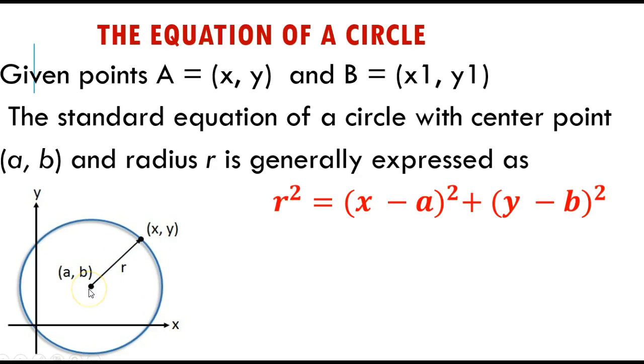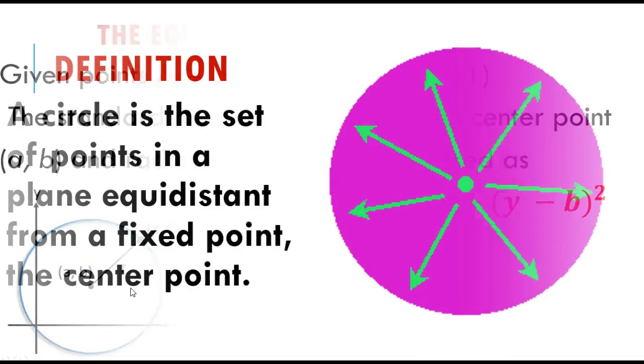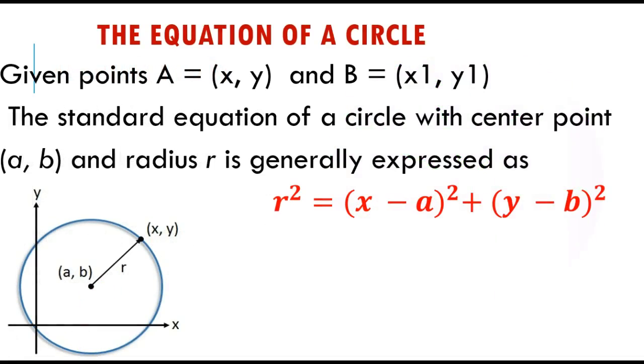If you look at this, this is the radius, and we can draw a triangle here, making a right angle there. This will be the change in y, which is y minus b, and then the change in x, which is x minus a. The change in y is the vertical change, and the change in x is the horizontal change.